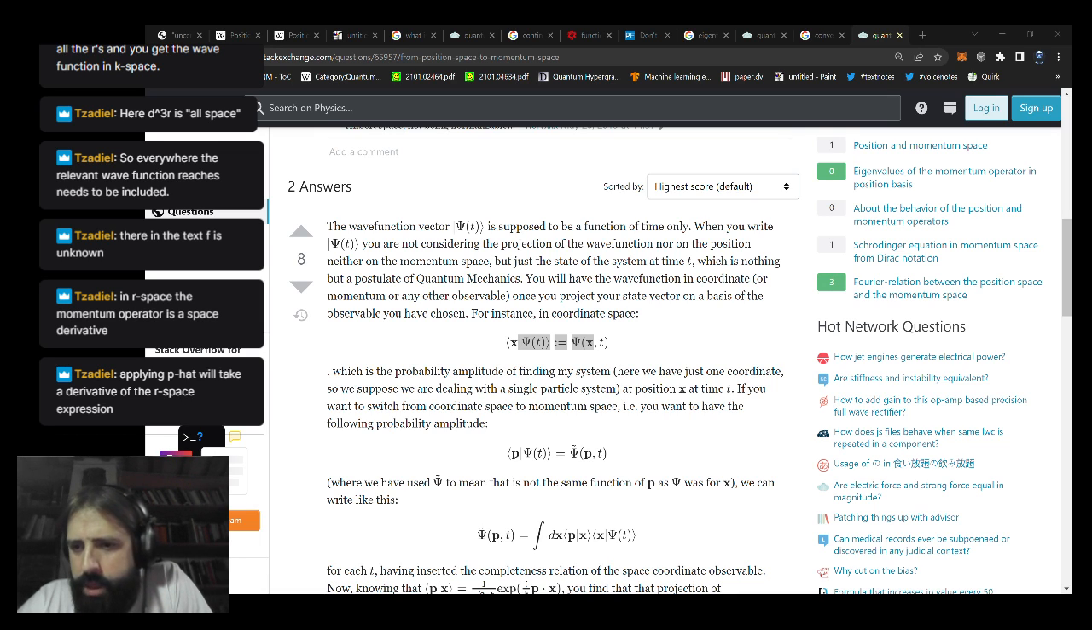And applying p hat will take the derivative of the R space expression. I'm not so sure I understand all that, but thanks for the hints.